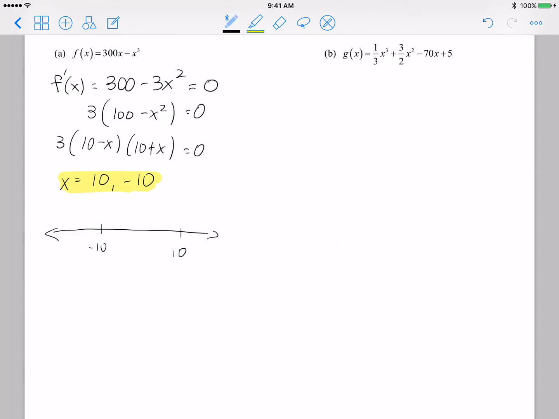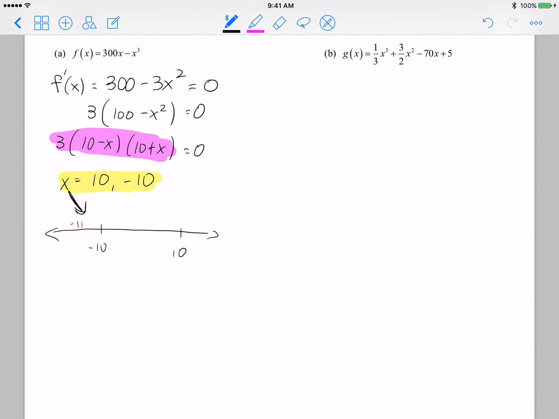Okay, so here's negative 10 and positive 10, and what I'm going to do is check numbers from each interval here to determine if the derivative is positive or negative. Okay, so in this first section, I could try negative 11, or really anything that's less than negative 10. And if I plug negative 11 in for x, I'm going to do it in the factored form of the derivative. That's going to make it easier for me to determine what the sign is. Because remember, I don't really care what the value is. I really just care, is it positive or negative? Okay, so if I plug in negative 11, 10 minus negative 11 is a positive, 10 plus negative 11 is a negative, and a positive times a negative is a negative.